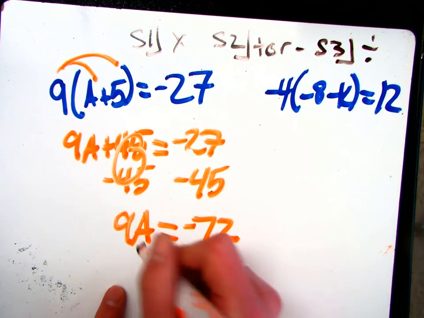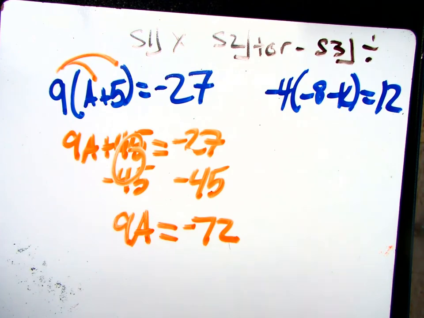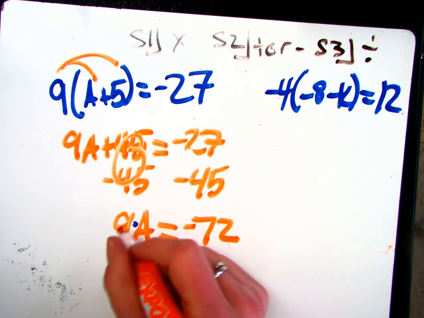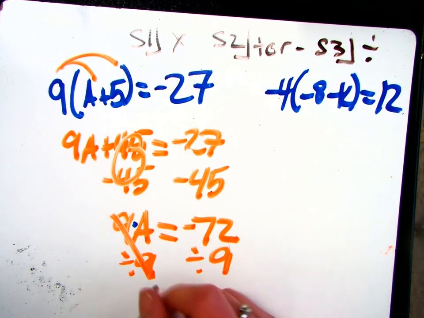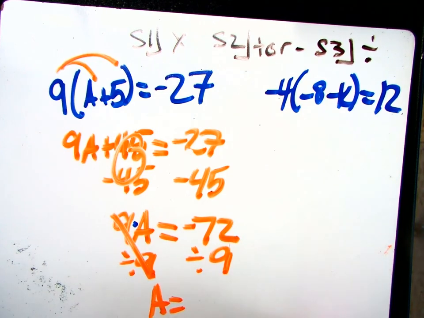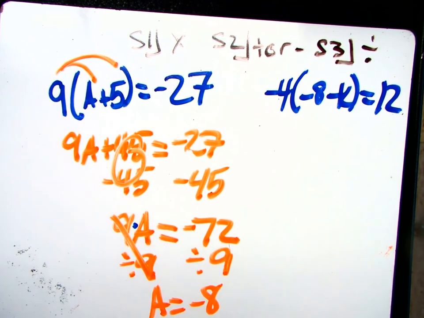Now to get rid of the 9, remember there is invisible multiplication here. So if you need to write it in, you can put that dot there, but then we'll end up dividing by 9 on both sides. That's gone. And we are left with a equals negative 8.